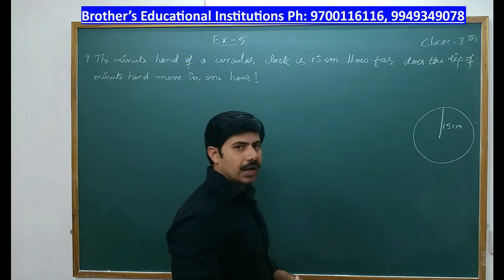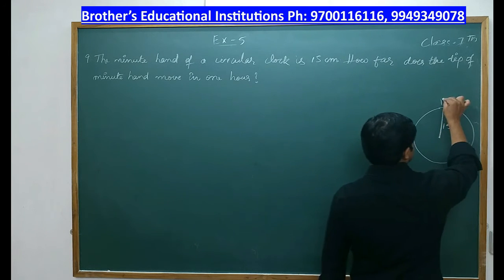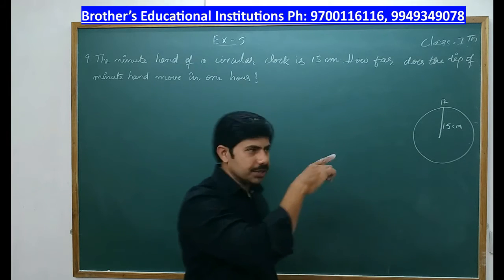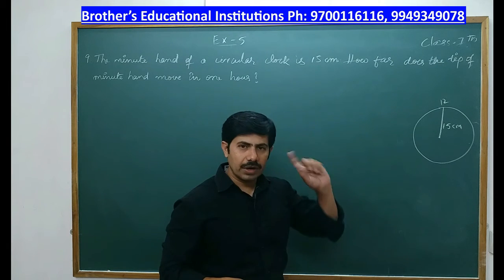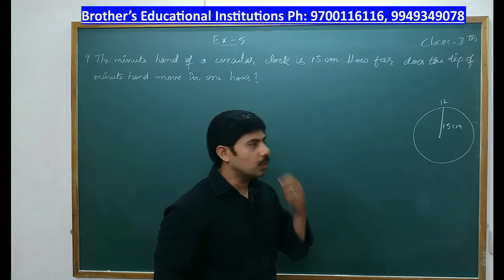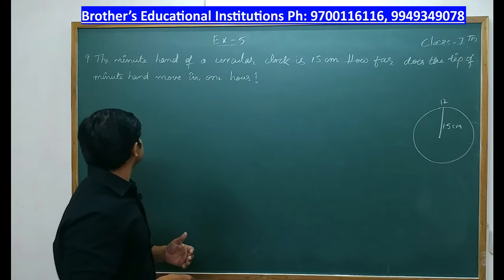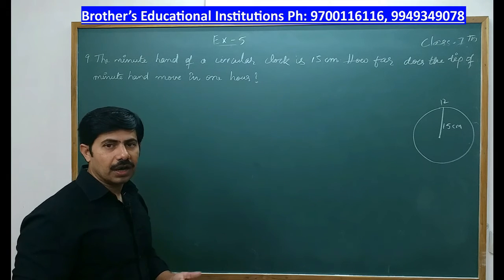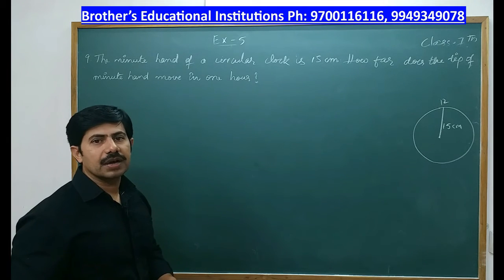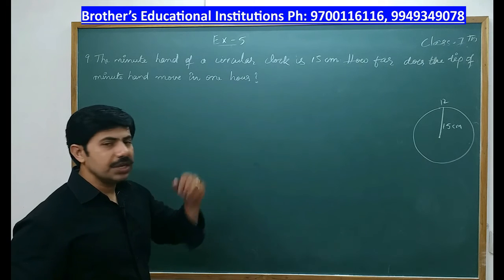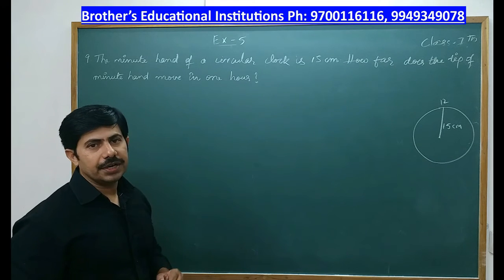Remember, in 1 hour it completes the rotation. Again it will come back at 12. So in 1 hour it completes the rotation. So to find the distance moved by the minute hand in 1 hour, we need to find the circumference of a circle using the radius as 15 centimeters.